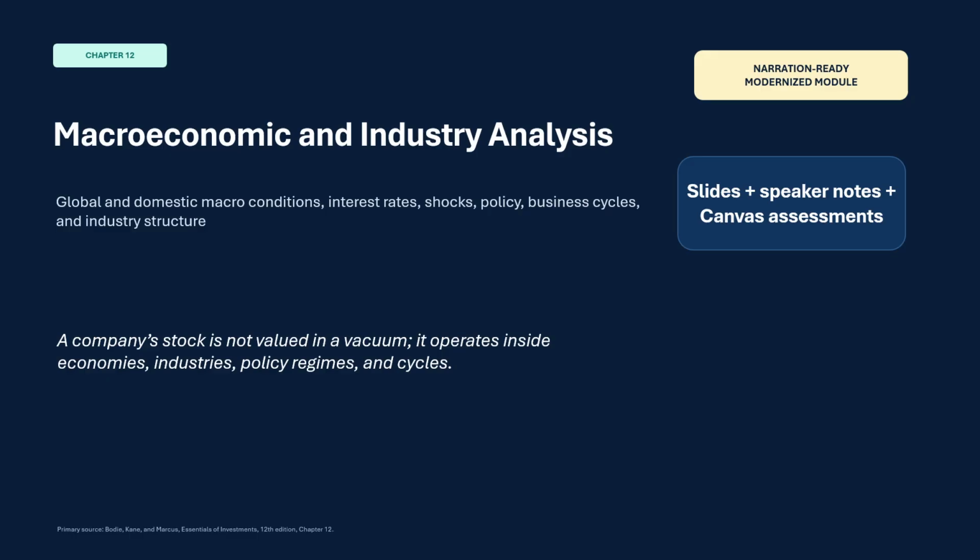The challenge is that macroeconomic analysis is useful and dangerous at the same time. It is useful because companies clearly respond to the economy. It is dangerous because the market is already trying to price the same information. A correct forecast can still produce a poor investment if the forecast was already embedded in the price.